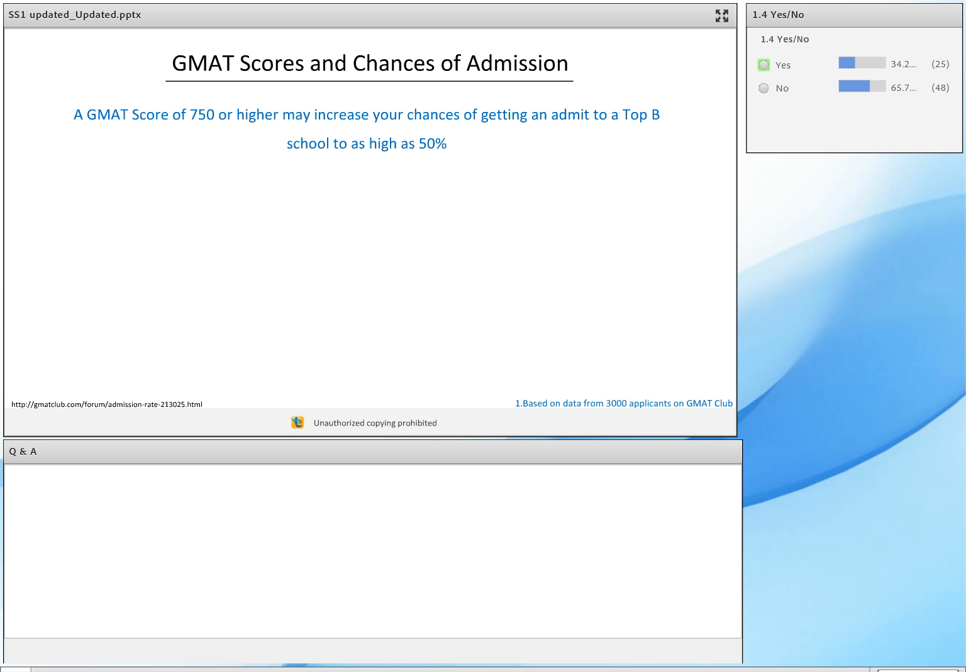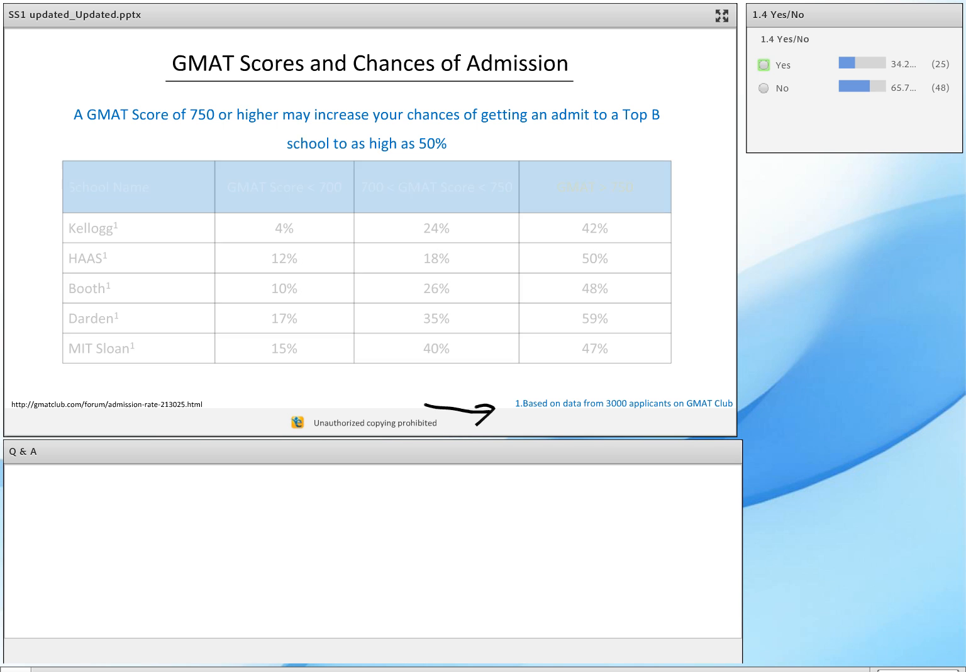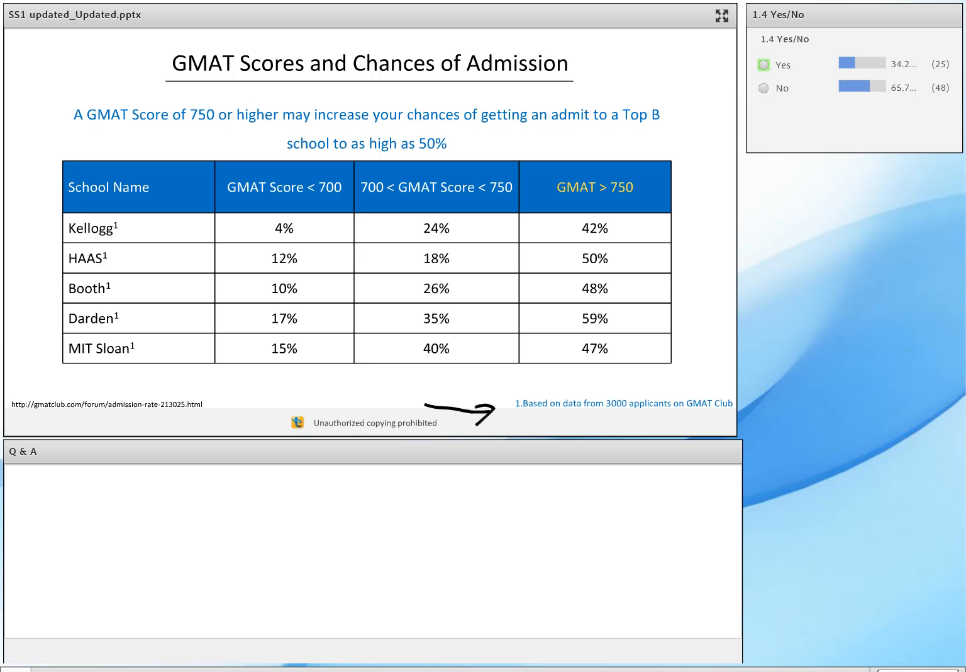Here's another stat which was compiled by folks on GMAT Club. This stat is based on data from 3,000 students who posted their scores on GMAT Club, and what you can really see is the probability of admission based on your GMAT score. And what you can see is that as you go from a score of less than 700 to a score of greater than 750, at top schools, your probability of admission actually goes as high as 50%.